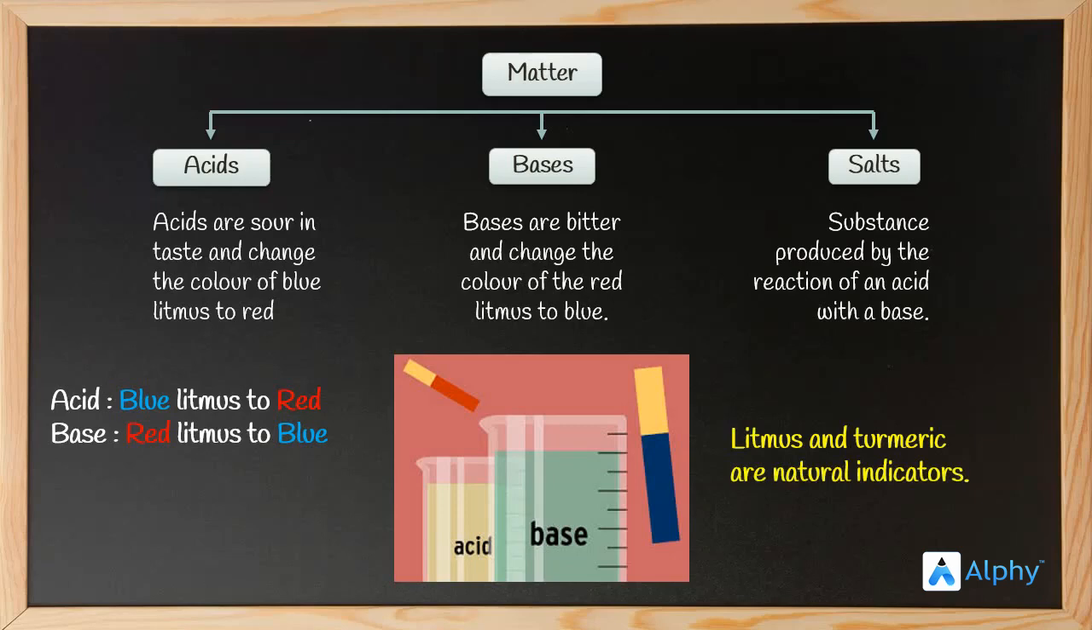Litmus and turmeric are natural indicators. So what indicators are meant here is that it will help us know whether a particular substance is acidic, basic or neutral. Now litmus we know, right? Litmus paper are being used in laboratories. But what about turmeric? Do you have any idea how these turmeric indicators are used, or how they give us the solution whether any substance is acid, base or neutral?